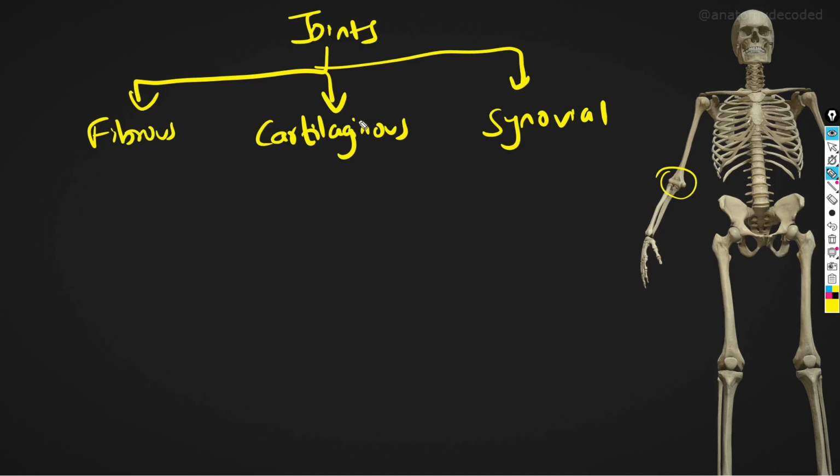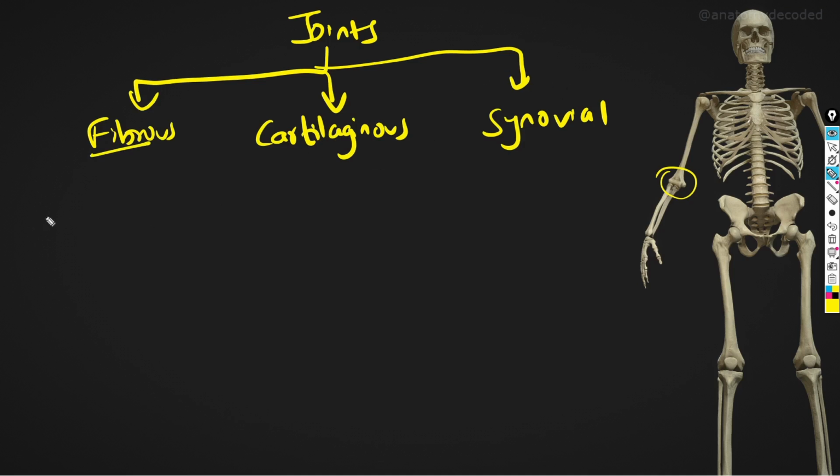There might be some other functional classification as well, like synarthrosis, amphiarthrosis, diarthrosis. Those terms you might have learned as functional classifications: immovable, slightly movable, freely movable. But in anatomy, we expect this classification, which is called the structural classification of the joints. Structural classification means based on the structure.